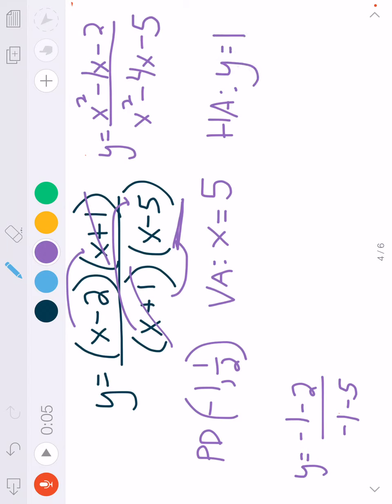So that's it for points of discontinuity. Try some questions, and I'll probably give you a couple more that you can work on as well, or you can finish the ones from yesterday in your notes.